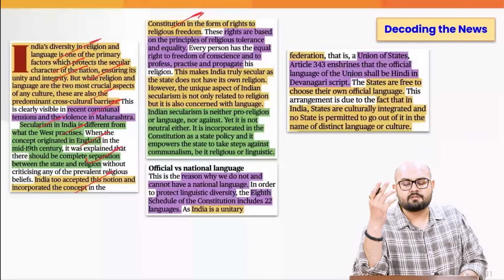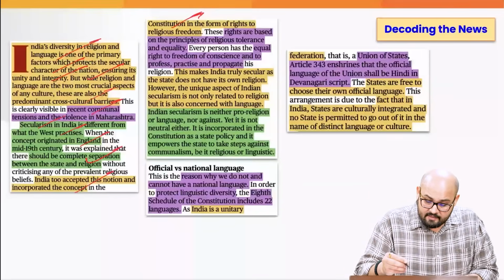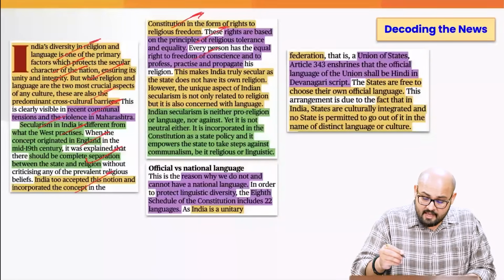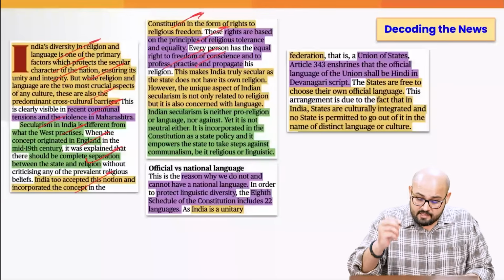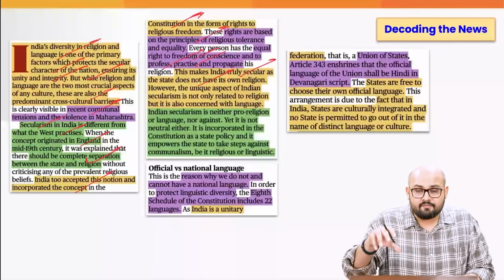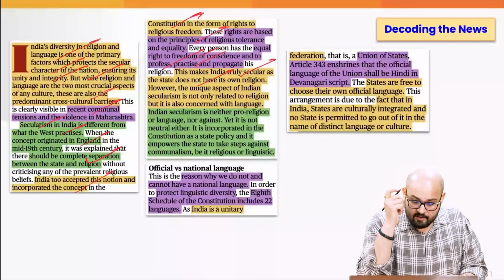So we have the right to conscience and to freely practice, propagate, and profess the religion, right? These rights are based on the principles of religious tolerance and equality. Every person has the equal right to freedom of conscience and to profess, practice, and propagate. This makes India truly secular, as the state does not have its own religion. These are the fodder points which you can also use in your GS2 answer, including in GS1 also.